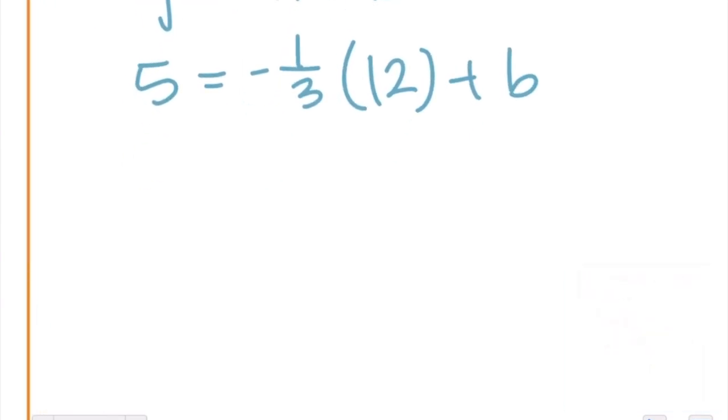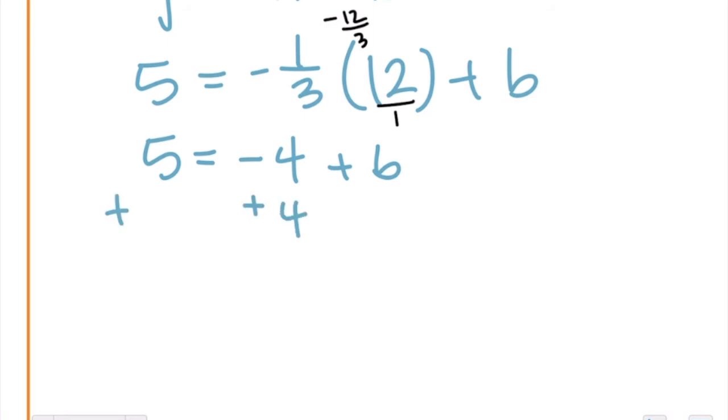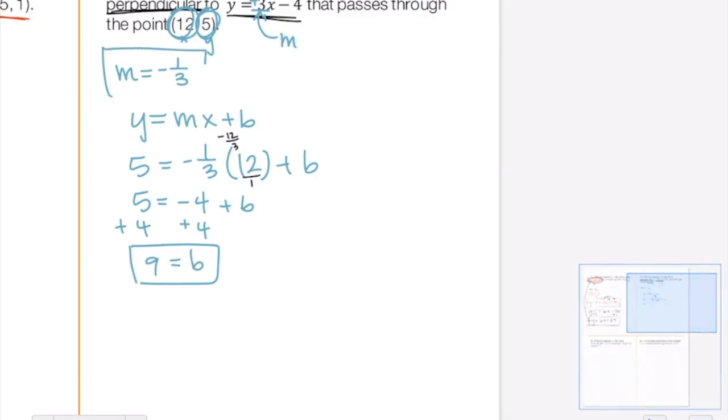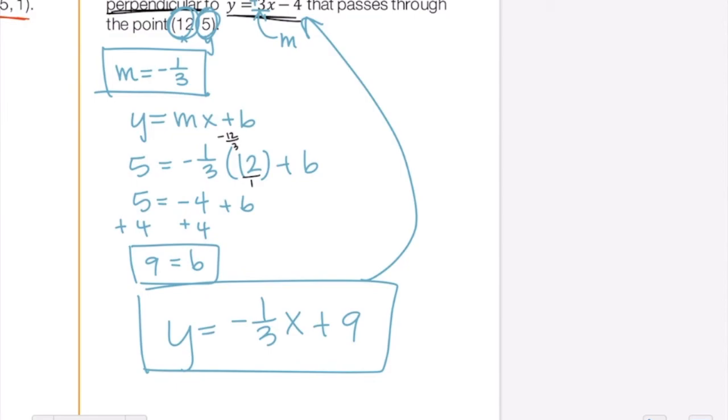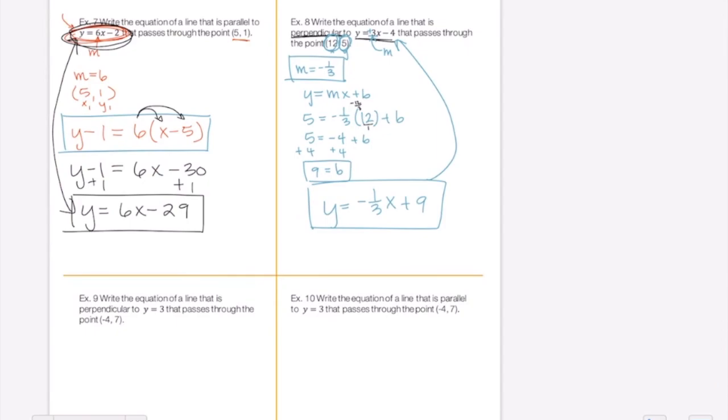So 5 is equal to, remember, operations with fractions, top times top over bottom times bottom. So this will be a negative 12 over 3, which is the same thing as a negative 4. And now to isolate our b value, we're going to add 4 to both sides and find that b is equal to 9. Now we have the slope of our line and the y-intercept of our line, so we can write the entire equation of y is equal to a negative 1/3 x plus 9. And notice we've got a line that is in fact perpendicular to that original line because they have opposite reciprocal slopes.